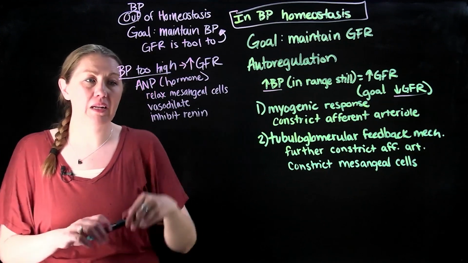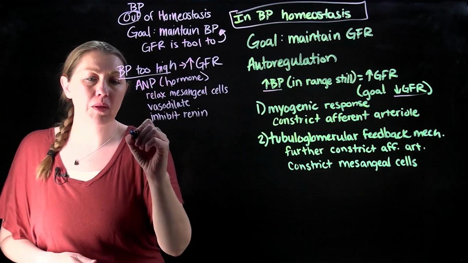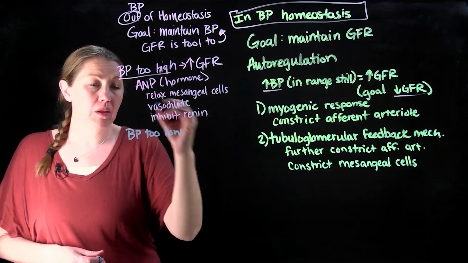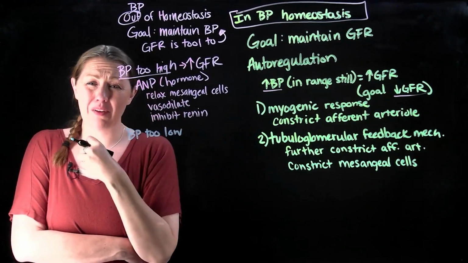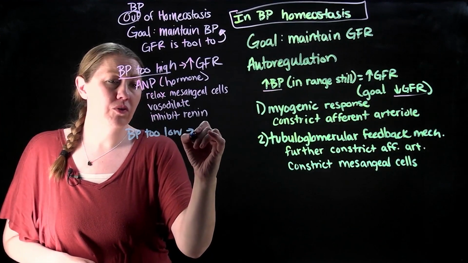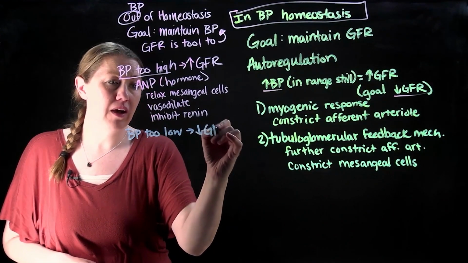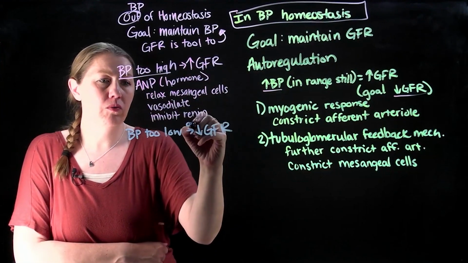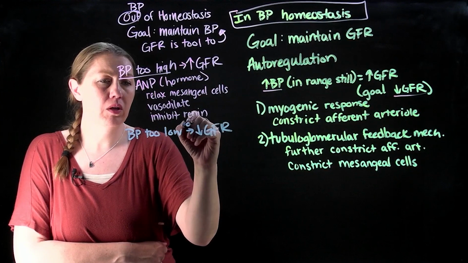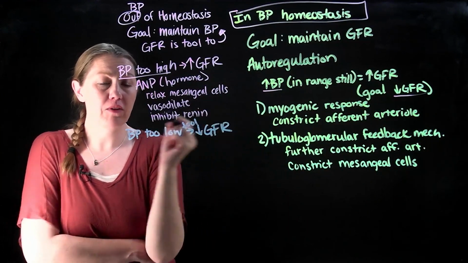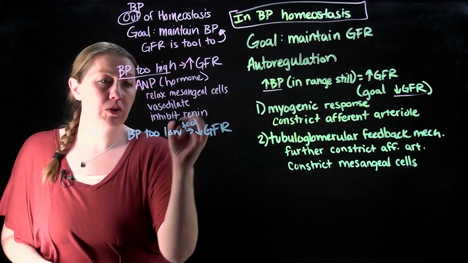Okay, so I did hint at renin, so we should talk about this. So what if blood pressure is too low? Well, if blood pressure is too low, we want to keep stuff. We don't want to filter as much. So if blood pressure is too low, then we want to lower GFR. So I guess I should say this is the goal, and this is the tool we're using, lower GFR. How do we do that? Well, we just talked about we're going to use renin.